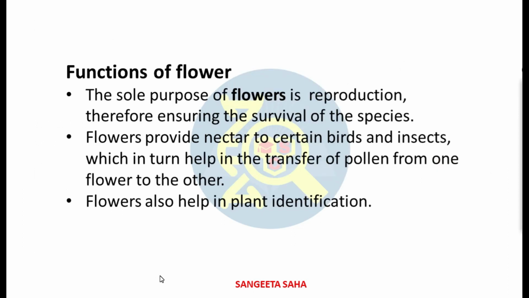Now, coming to the functions of the flower. As from the beginning onwards, I am saying flowers play a very important role in the reproductive processes. So the main function of the flower is reproduction, because flowers are the reproductive organs of the plants. Not only that, it also provides nectar to the insects. You often see insects sitting on the flower for pollination. I will discuss pollination afterwards.